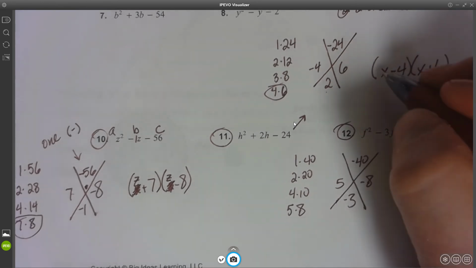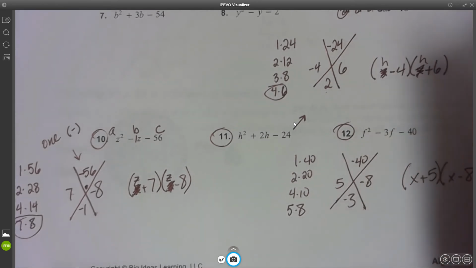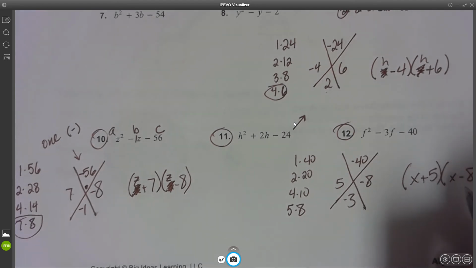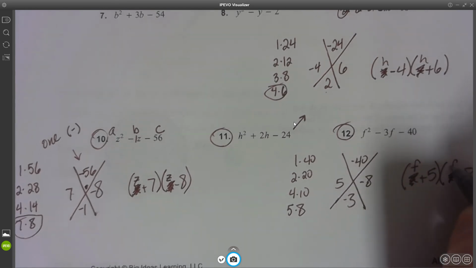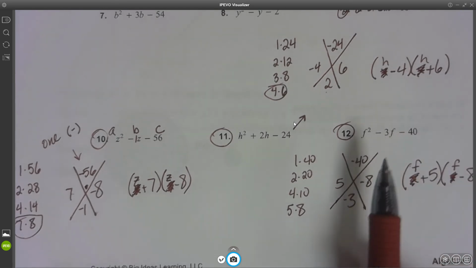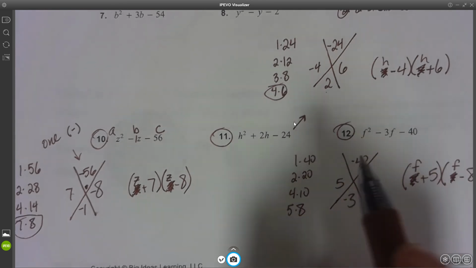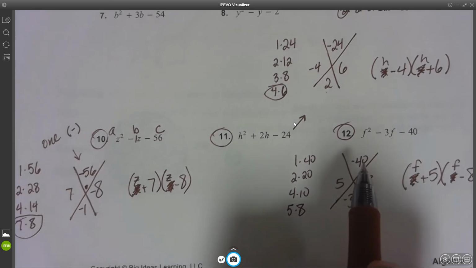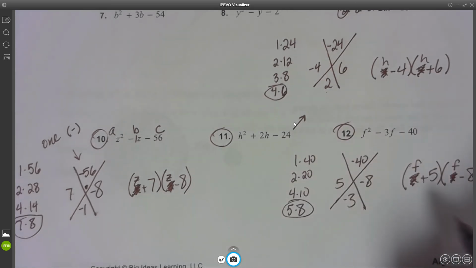I just got into the habit of using x's. I apologize for that. I should have used h's for that one as well. And for 12, I should have used f's instead of x's. Old habits die hard, I guess. So here's my numbers for f. The only pair of numbers that could multiply to negative 40 and add to negative 3 are 5 and 8. So there's my factors. All right. Thank you.